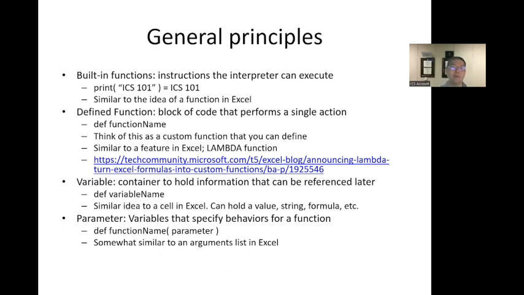And lastly, we have what we call parameters. Parameters are basically variables that specify behaviors for a function. So you would do this by typing in DEF function name, right? And we put in the parentheses here the parameters that we want to have. I think of parameters as very similar to the arguments list in Excel, where you put in what it needs to actually do. In Excel, it's a slight difference where you put in what information needs to perform that action. So it's a similar idea, but not quite the same. But it's used in a very similar way, which is what I want you to take away.